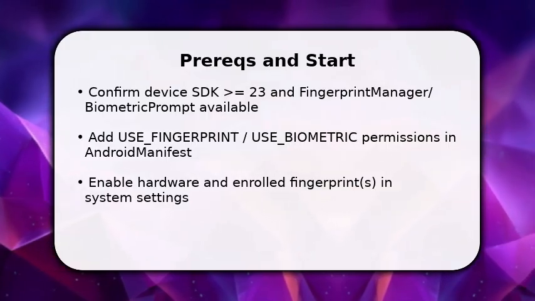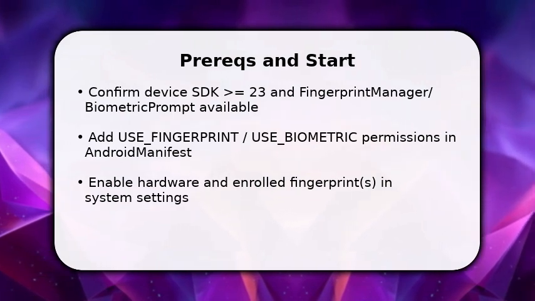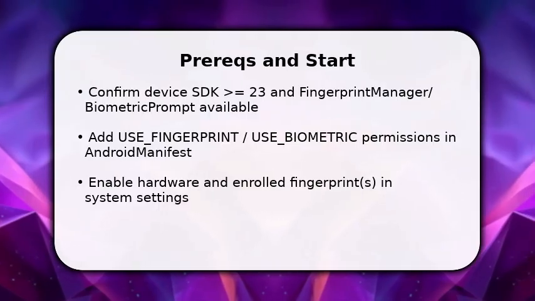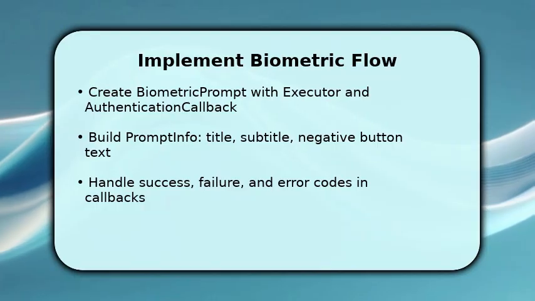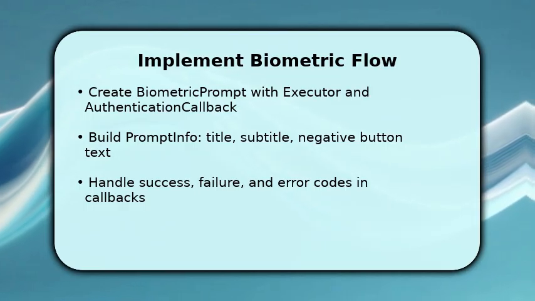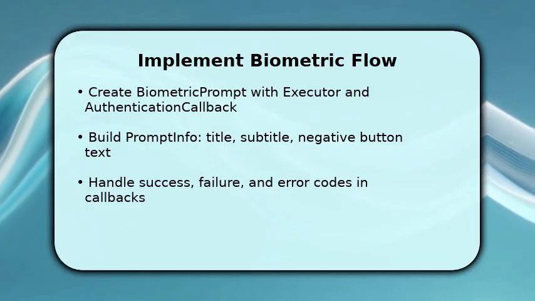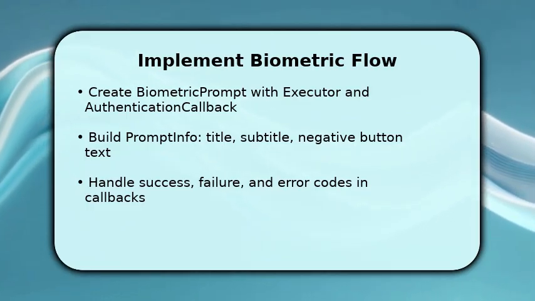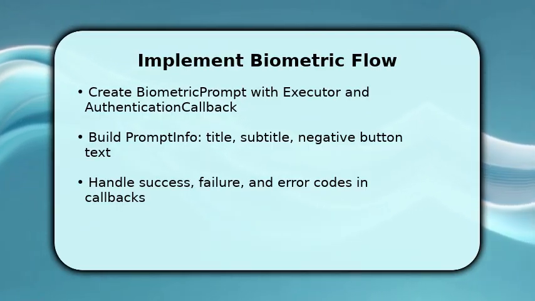Now you're ready to create the biometric prompt and integrate authentication callbacks into your activity or fragment. You implement the core. Instantiate biometric prompt with a main thread executor and a callback that handles success, failure, and error cases. Then build the prompt info object with clear labels and a negative button that returns the user to a fallback. Make sure to wrap prompt.show in safe lifecycle checks so it's not called after onDestroy.